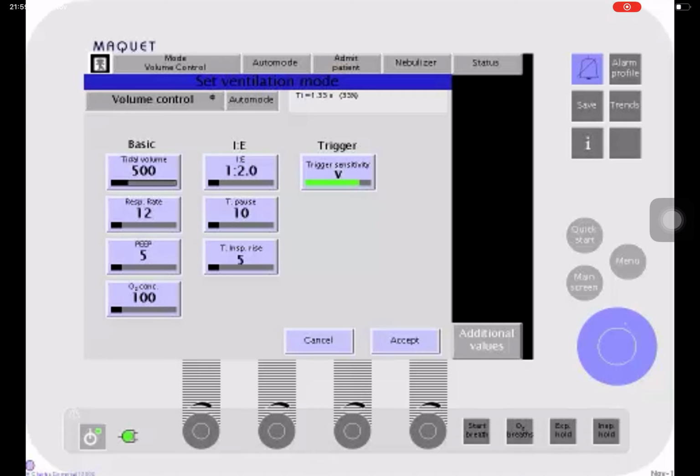We don't think the patient is likely to have a very high metabolic rate, so we can set a normal respiratory rate. Nor do we think he's likely to have major issues with oxygenation, so we can set a relatively low PEEP of 5, IE ratio of 1 to 2, and an inspiratory pause time of 10%. To err on the safe side, we will set the oxygen concentration to 100% initially, tailing it down rapidly once we've established that he does not have a major oxygenation problem. What would be your next step?